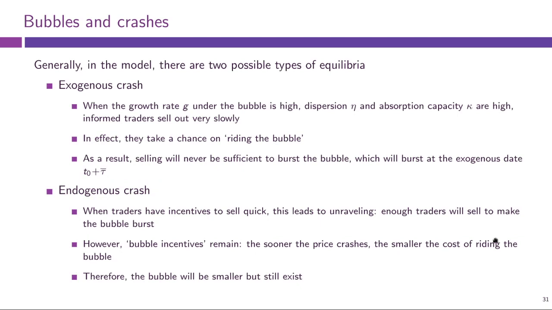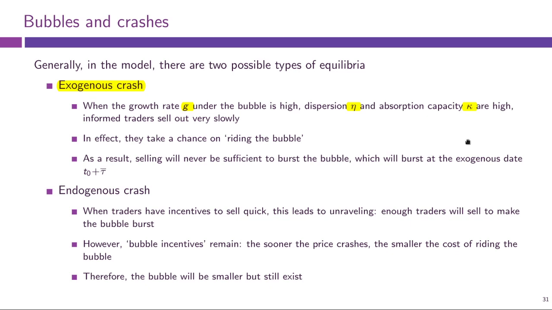So there are two types of equilibria in this model. And they are called exogenous crash and endogenous crash. And we've already defined what both of these mean. Exogenous crash means that we hit tau bar, so that the condition of exogenous crash is fulfilled. And endogenous crash means that price adjustment is triggered by enough of the irrational traders selling the asset. So let's talk about the exogenous crash first. And it happens when the growth rate G, the initial growth rate G, is high, dispersion eta is high, and the absorption capacity is high.